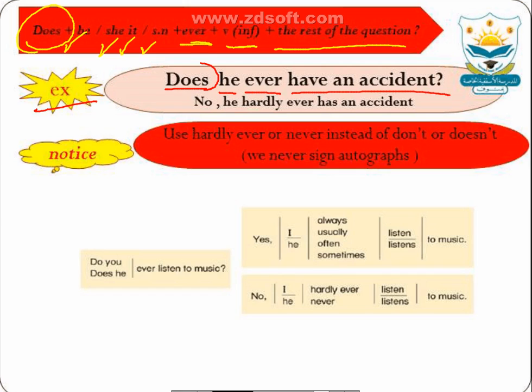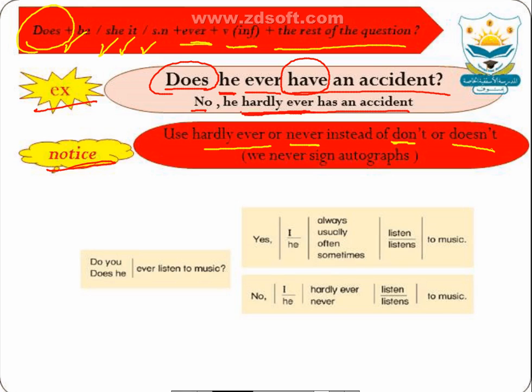Okay, why do I use does? Because the subject is he and the main verb is in infinitive. I will start the answer with no. No, he hardly ever has an accident. Hardly ever expresses negative, so no need here to use not. And notice here, use hardly ever or never instead of don't or doesn't. Okay?